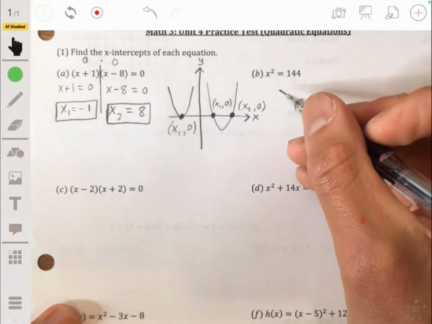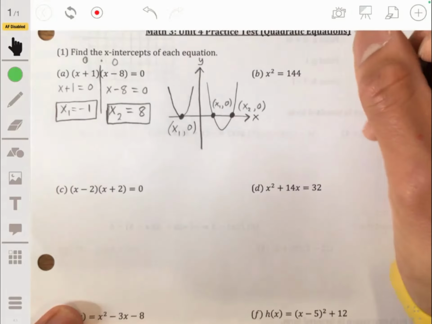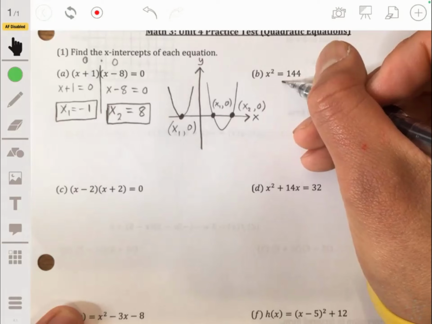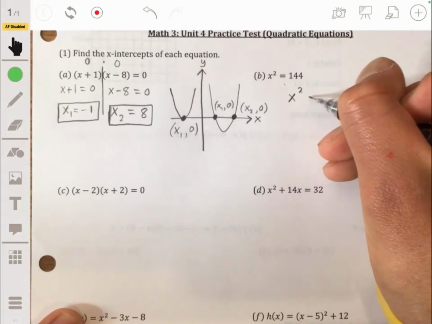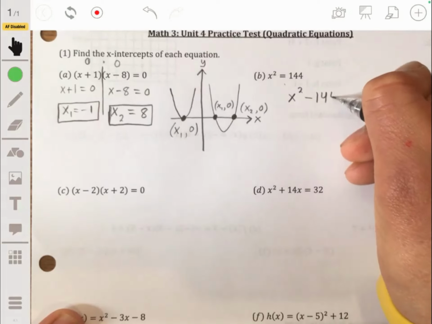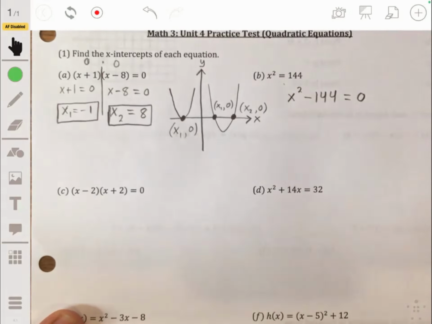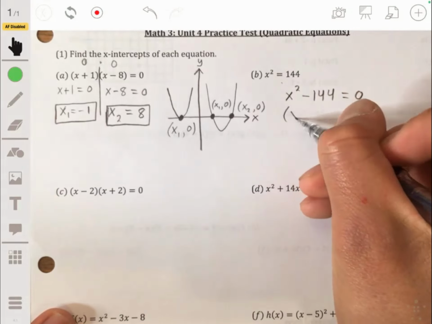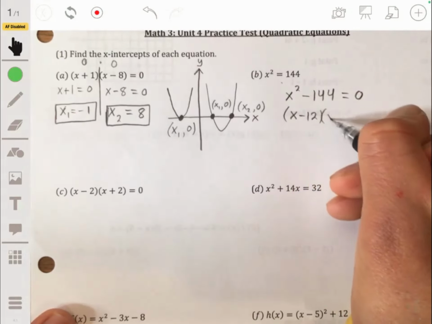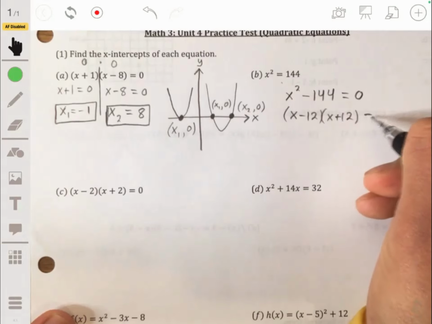All right, for B, we have x squared equals 144. So again, set this equation equal to 0. So take away 144 from each side, and we'll have x squared minus 144 equal to 0. And then this one you can just factor. You can just factor into x minus 12 times x plus 12 equal to 0.